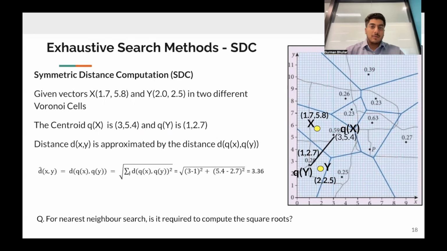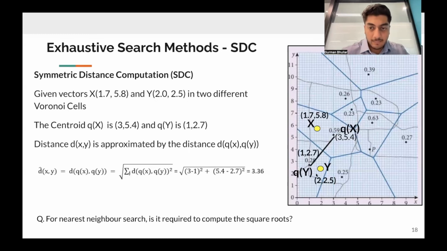So let's talk about exhaustive search methods. There are two types of methods: symmetric distance computation and asymmetric distance computation. In the symmetric distance computation, we take the centroid values of the query point as well as the centroid value of the data point. So the distance is approximated by the distance between the centroid value of the query vector and the centroid value of the data vector.